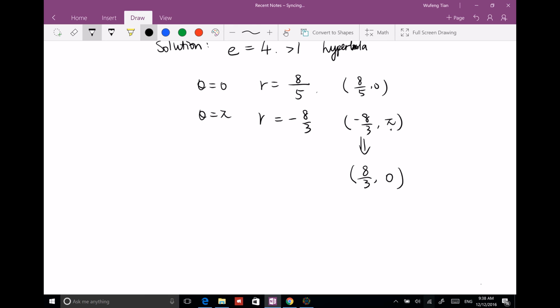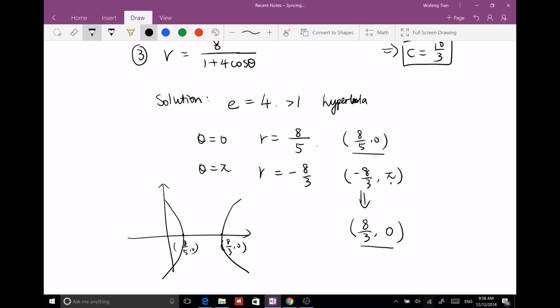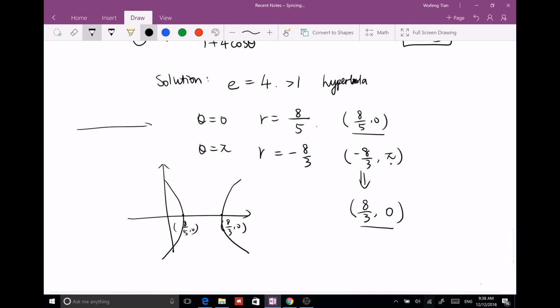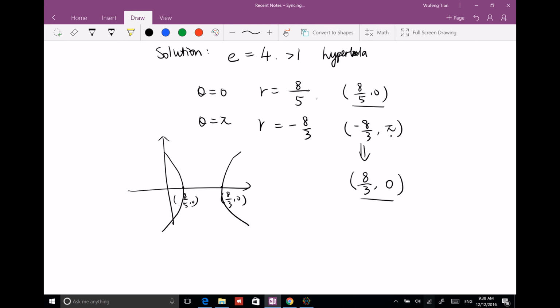So we got this, everything is right. You got this point, so if you graph it, you got 8 over 5, 0. Another one is going to be 8 over 3, 0. And the graph is like this. So this is 1 plus 4 cosine theta. Sometimes if it's sine theta, you would choose theta equals pi over 2, or theta equals 3 pi over 2. You're going to get it this way, okay? But it's exactly the same idea, the same way to do this, okay?